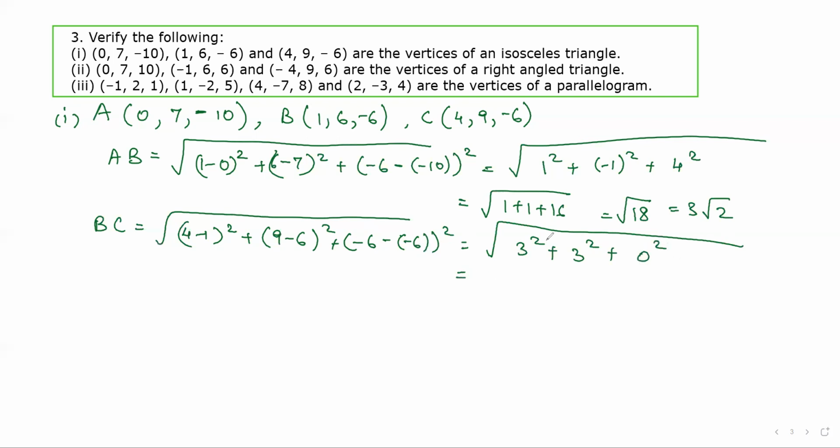So 3 square plus 3 square, 2 into 3 square, which is 18. Again, 18 can be written as 3 root 2. So by default, we found out that AB is equal to BC. We still have to calculate AC.